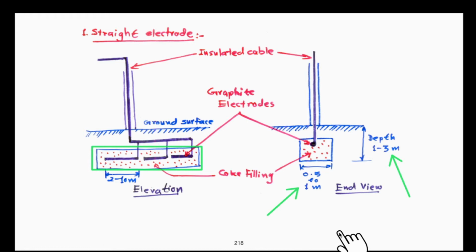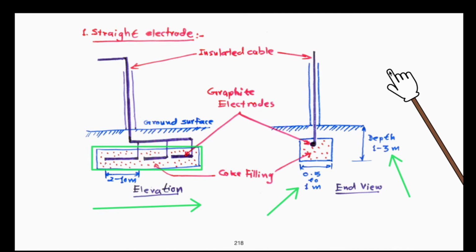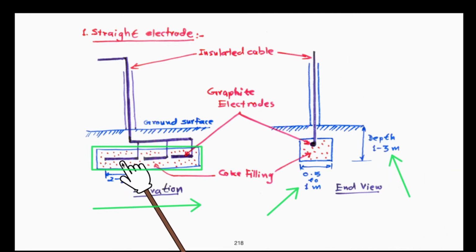0.5 to 1 meters, isn't it? But the length of such a pit can be very large, as we have discussed earlier, that a large or adequate area of land is required, because these are not single electrodes. You can see individual graphite electrode, the length is indicated at 2 to 10 meters.